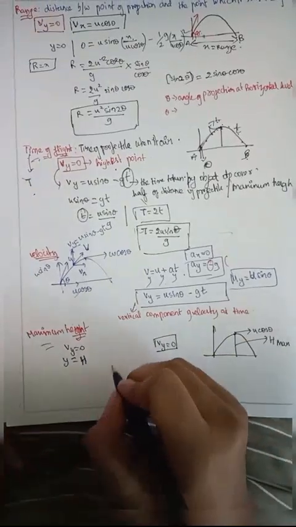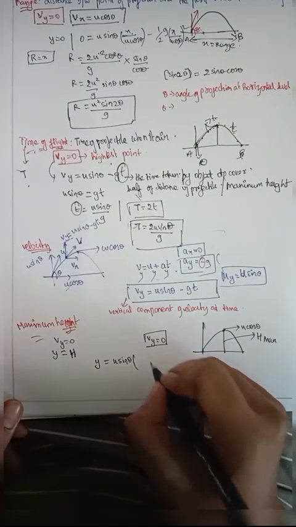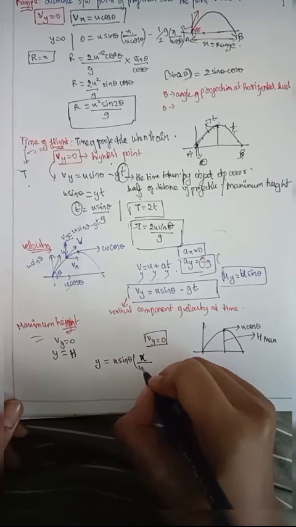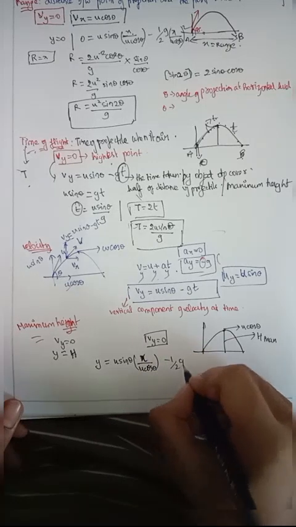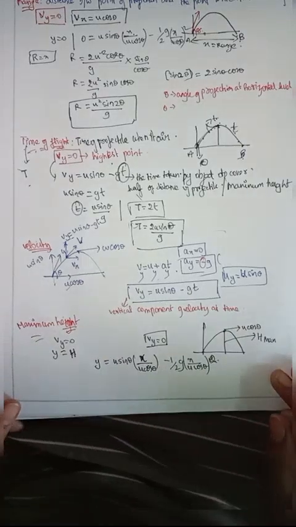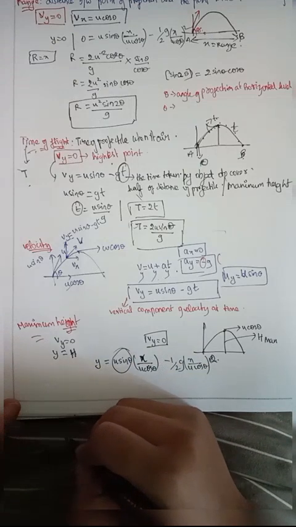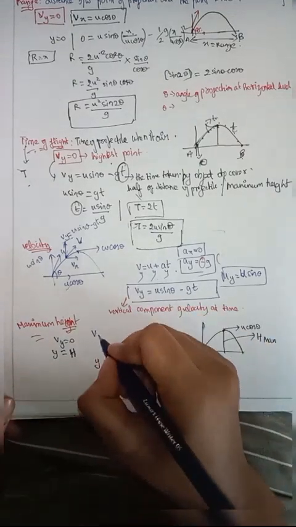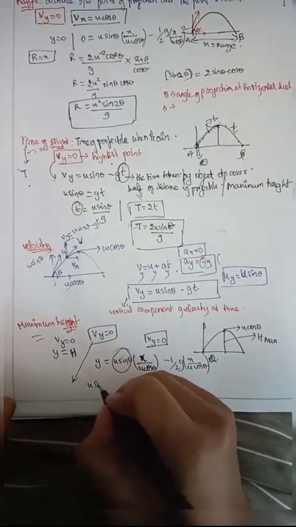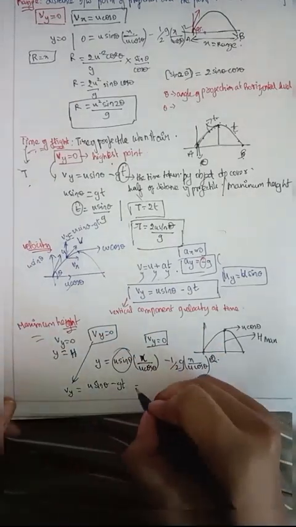Where you have to consider y. Y is nothing but what? Y equal to u sin theta times x divided by u cos theta minus 1 by 2 g x divided by u cos theta the whole square. This is y. In this we have to consider this as 0. I mean Vy equal to 0. Vy is u sin theta minus gt. Vy 0 means what we can write?